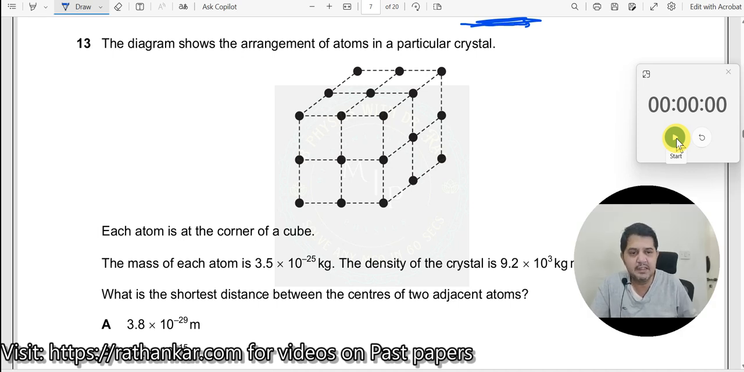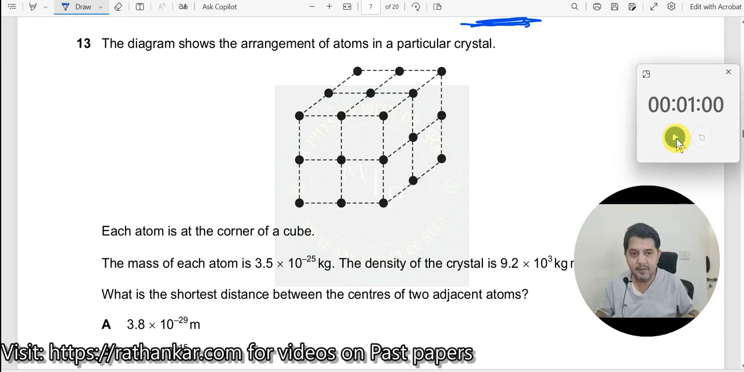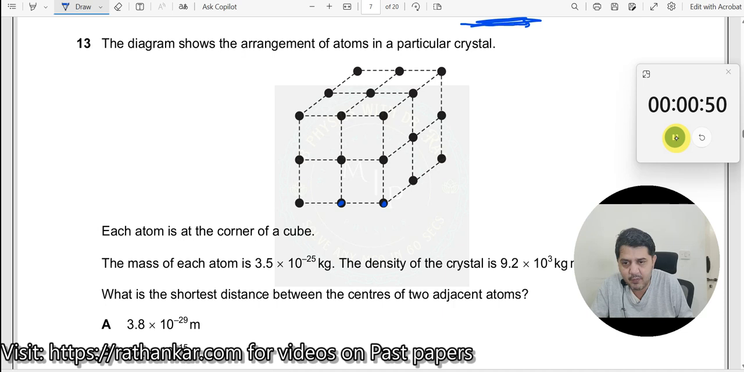Okay, question number 13. Start the timer. The diagram shows the arrangement of atoms in a particular crystal, shown here. Each atom is at the corner of a cube. So there is one atom here, one atom here, one atom here, and so on.